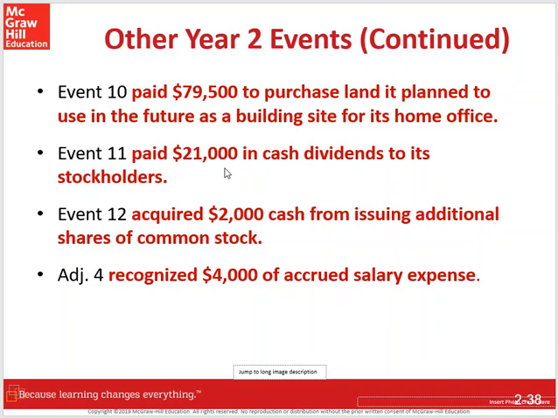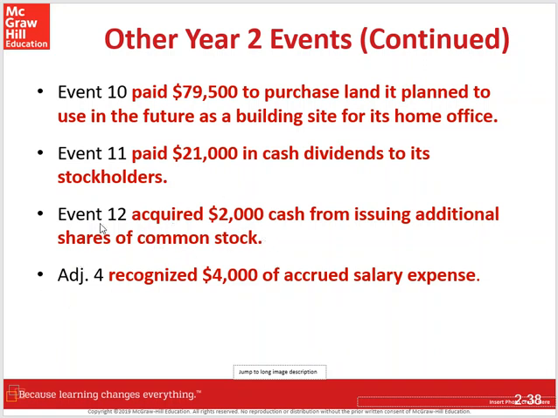Event 11, we paid $21,000 in cash dividends to the stockholders. So that is going to reduce cash and it's going to reduce retained earnings. So retained earnings is going down, this time not for revenue or expense, but instead for dividends. Number 12, we acquired $2,000 cash from issuing additional shares of stock. So cash is going up and common stock is going up.